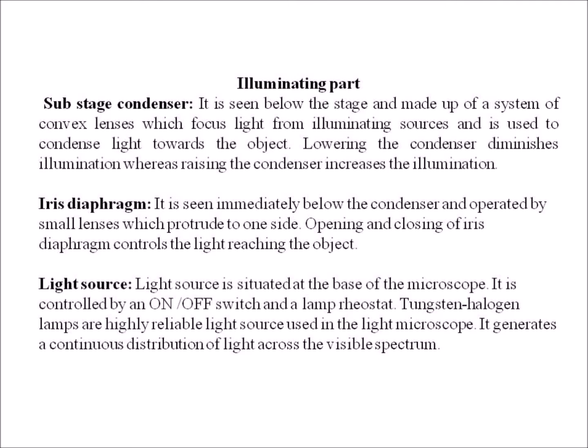The light source is situated at the base of the microscope. It is controlled by an on-off switch and a lamp rheostat. Tungsten halogen lamps are highly reliable light sources used in the light microscope. It generates a continuous distribution of light across the visible spectrum.